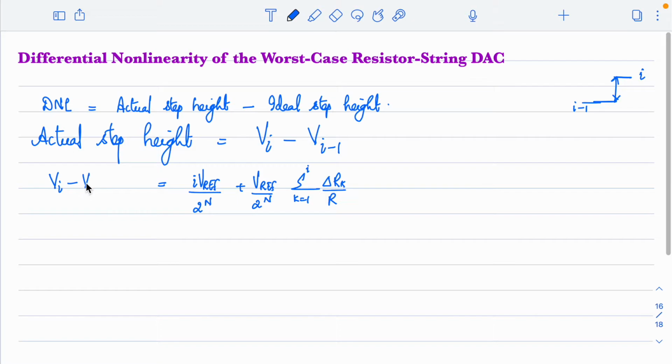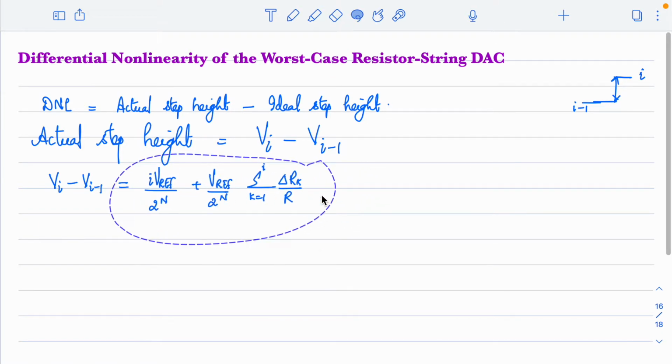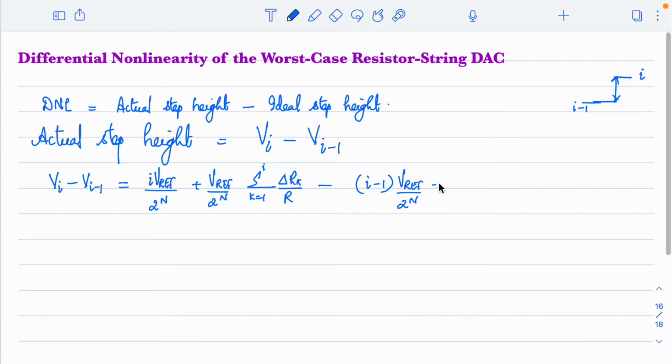Now I want to deduct from this the I minus 1 or previous position. So what I am doing is Vi minus Vi minus 1. On the right hand side, I should just replace I with I minus 1, right? So minus, to get the previous value, I minus 1 into Vref divided by 2 to the power of n, plus Vref divided by 2 to the power of n into the summation k equal to 1 to I minus 1 of delta Rk divided by R. This is in brackets. This is Vi minus Vi minus 1.